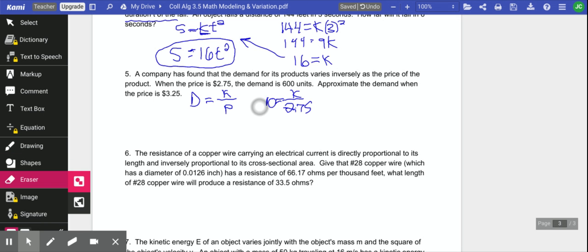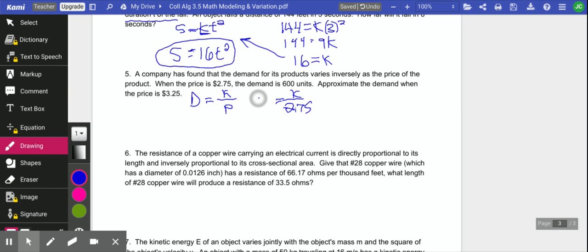Wow, that was really terrible. Let's try again. All right, we're going to solve that for k, so I'm just going to multiply both sides by 2.75, and that gives me 1650. So the model, come back over here, the model is demand is 1650 divided by P.